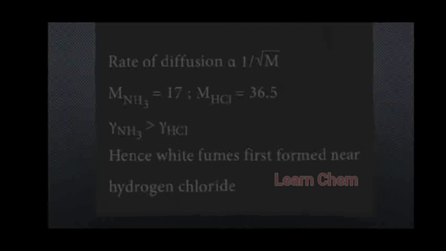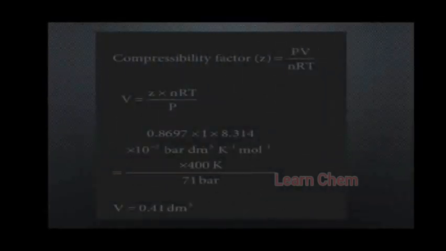Next question. The compressibility factor for carbon dioxide at 400 Kelvin and 71 bar is 0.8697. Under this condition, we have to find the molar volume of CO2. What is the compressibility factor? The compressibility factor Z is equal to PV by nRT. They have given the Z value, pressure, R and temperature, so we have to find the volume. V is equal to Z into nRT by P.